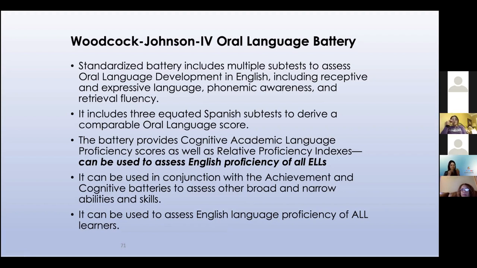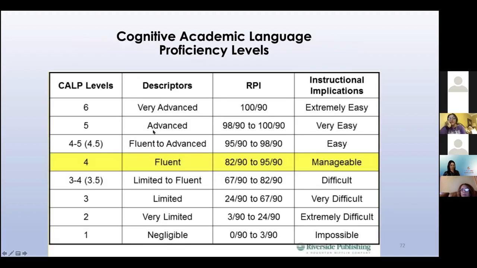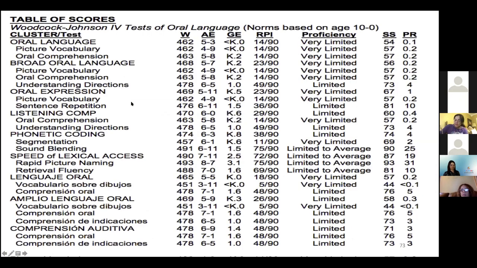It has 3 subtests that I can compare in English and Spanish, and I'll show you, and then you can get the CALP level. What I'm looking at is I want CALP level 4, fluent, because the instructional implication for CALP 4 means manageable. So this is an example of a printout. Here I have oral language, and here I have lenguaje oral, broad oral language, okay? These are the 3 subtests: vocabulary, comprehension, understanding directions.